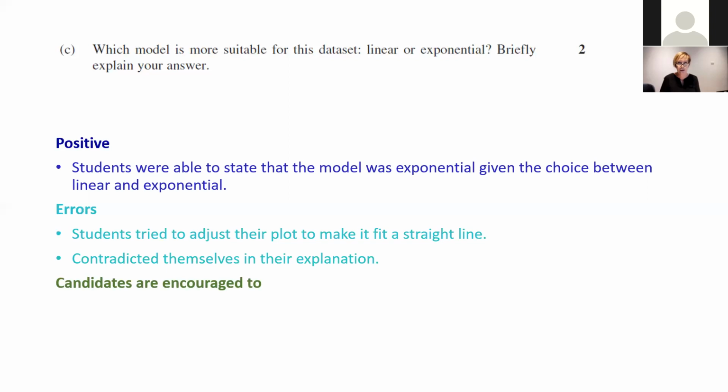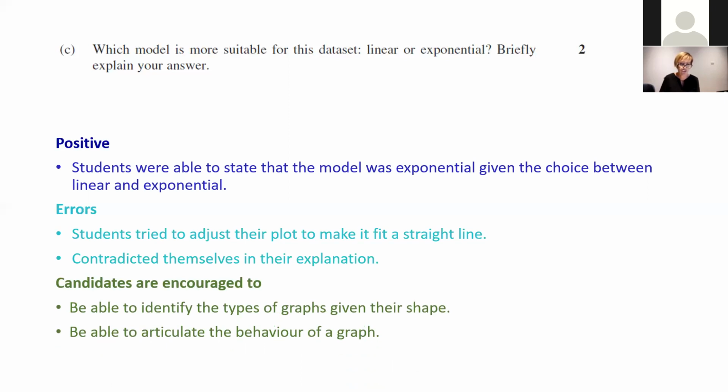So some of them knew that it was exponential, but found it very difficult to explain why. Students are encouraged to be able to identify the types of graphs given their shape, so labelling the types of graphs they've got, and to be able to articulate the actual behaviour of a graph. With exponential, it wasn't enough for them to say that it goes up each year, because a straight line graph goes up each year. They needed to say that it goes up by a bigger amount or a larger amount each year, something of that nature.